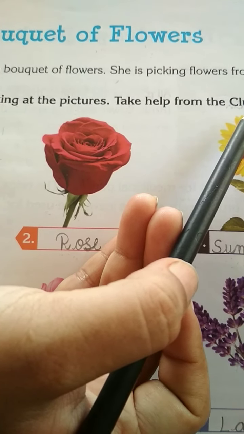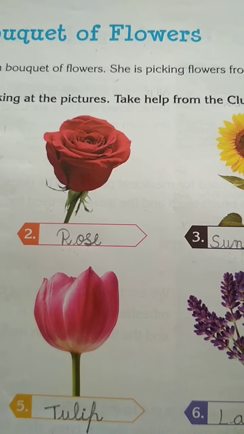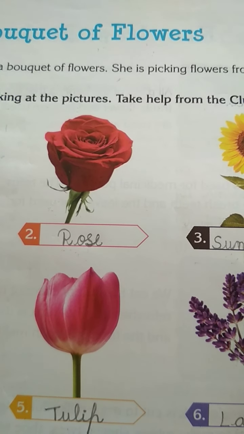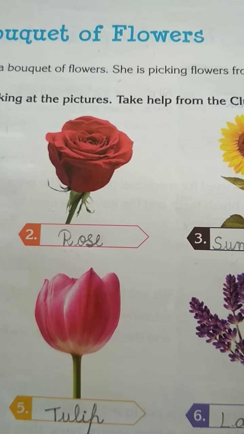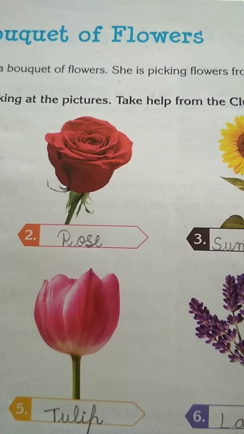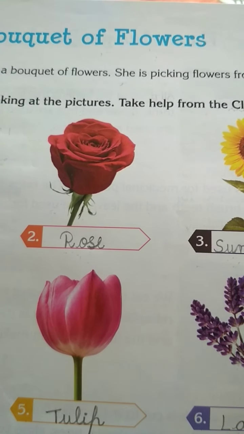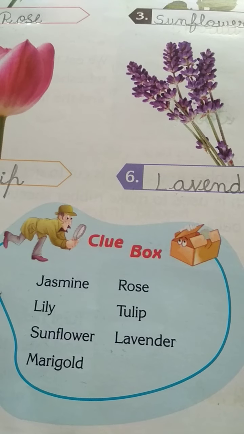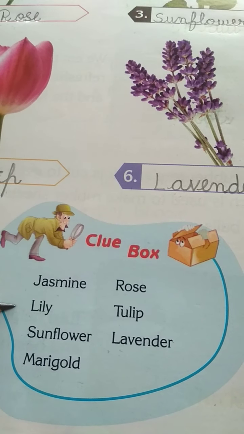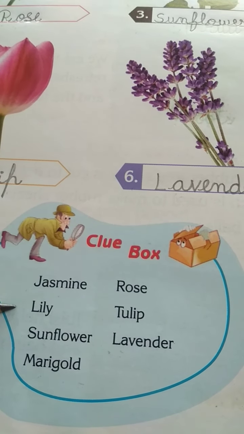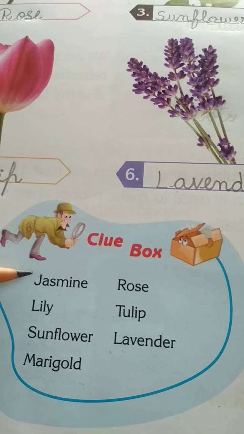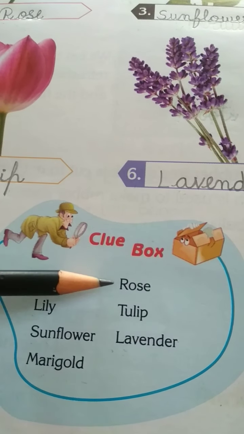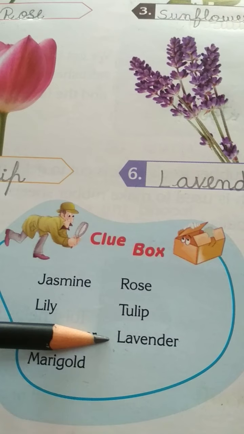Students, in this chapter, pictures of 7 different flowers have been given to us, and by the help of these pictures and clue box, we have to identify the names of flowers given here. So now I am going to show you the clue box given below these pictures. Look children, this is the clue box. Let's read the names of the flowers given in it. Jasmine, lily, sunflower, marigold, rose, tulip and lavender.